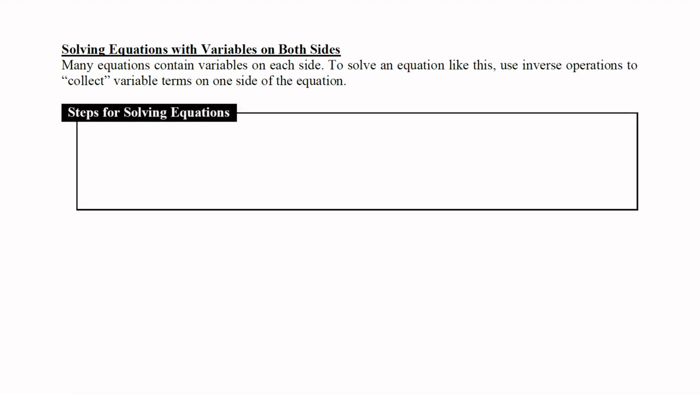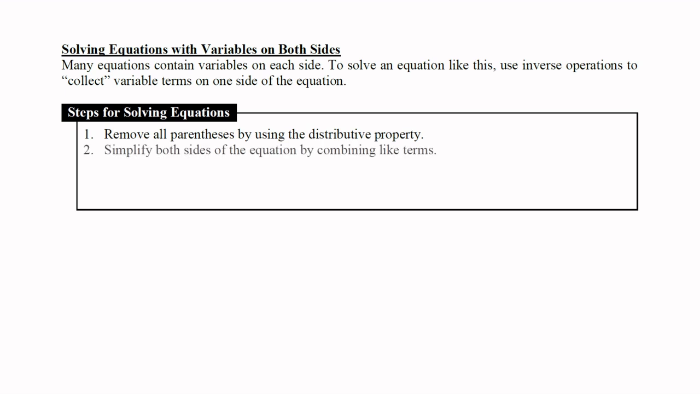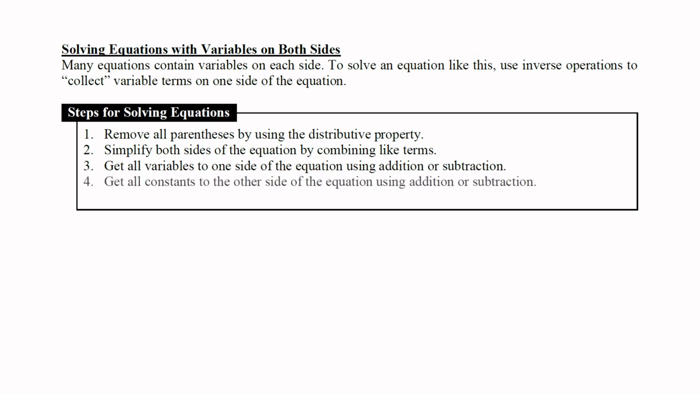So now that we've discussed this, let's just talk about the steps in general for solving equations. You're going to start by removing all parentheses by using the distributive property. Then you'll simplify both sides of the equation by combining like terms. Once all your like terms are combined, get all the variables to one side of the equation using addition or subtraction. Get all the constants or numbers to the other side of the equation using addition or subtraction. And then remove the coefficient of the variable using multiplication or division.